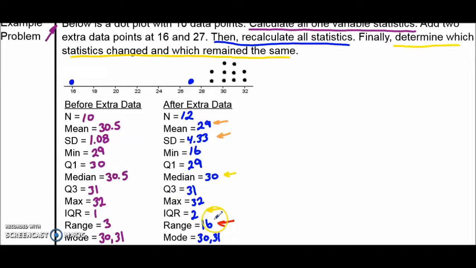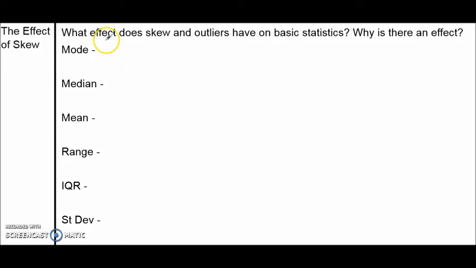And actually, one of these things didn't even change at all. The mode, or the most common value, didn't change before and after we added those extra points. It was 30 and 31 both times. Let's record some of those observations at the bottom of the paper where it says the effect of skew. It asks, what effect does skew and outliers have on basic statistics, and why is there an effect?